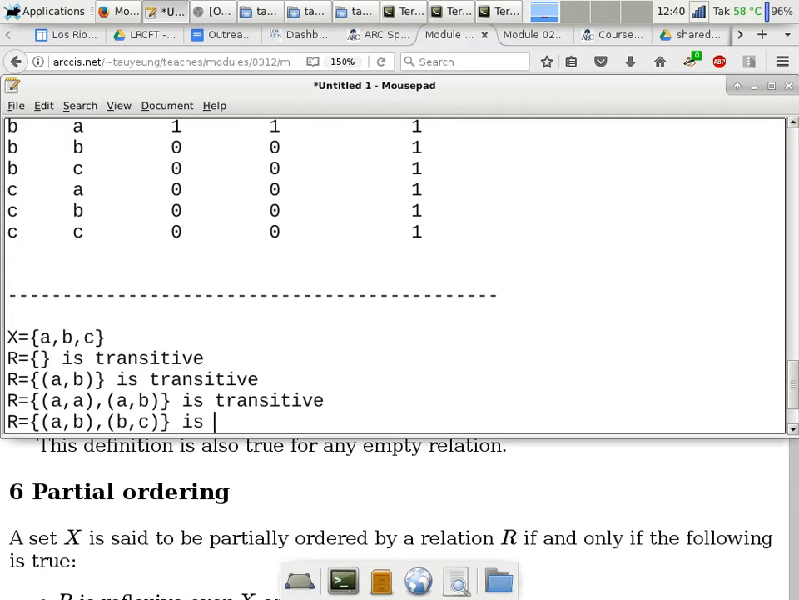Nope, A does not relate to C, so the right-hand side of the implication is false, while the left-hand side is true. So now you have true implies false, which makes the implication itself false. Even though that is the only item that is false, you only need one thing to be false to make this relation not transitive. So the answer is this one is not transitive.